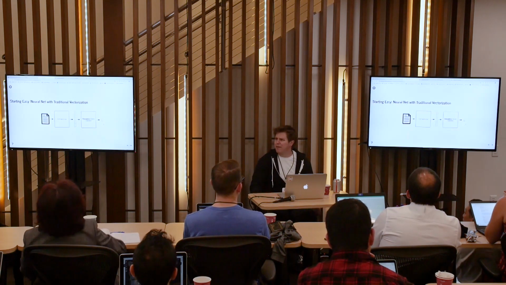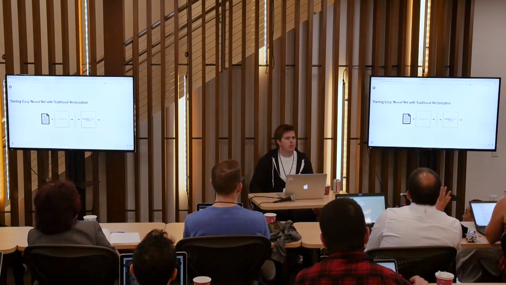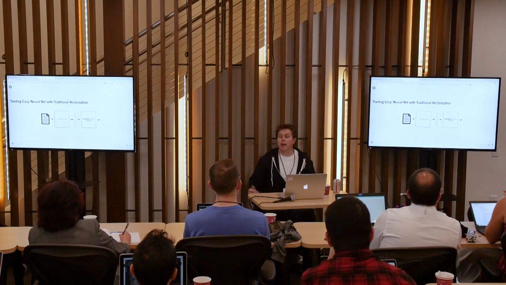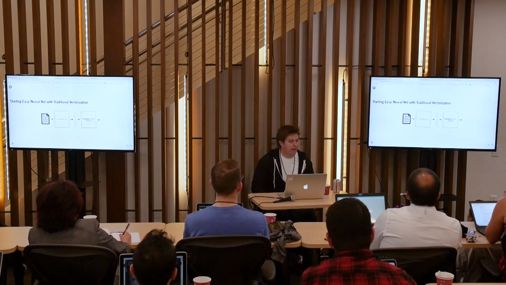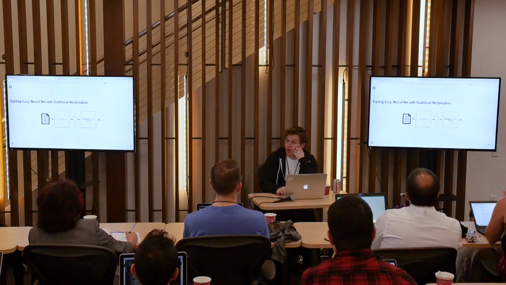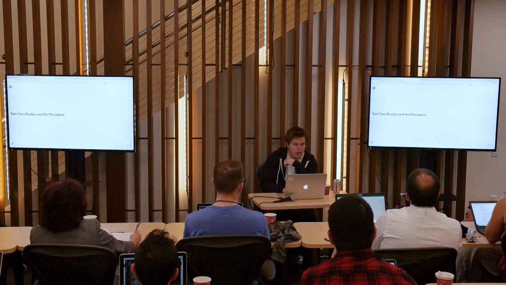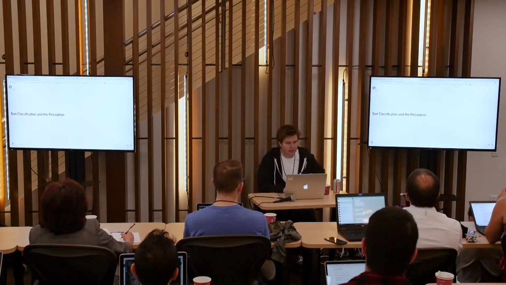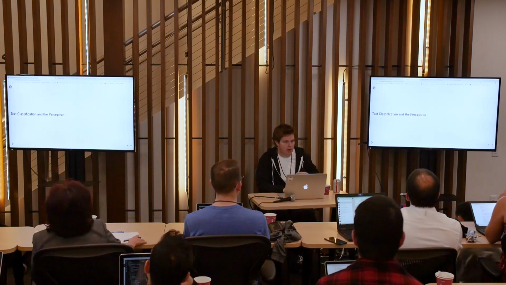So if I say TF-IDF, who understands what I mean when I say TF-IDF? All right, so I'll explain a little bit about TF-IDF as well, but that's what we're going to use: a TF-IDF vectorizer, and it's basically just counting up the words in a document and using your word counts as features. All right, so here is our example of text classification and the perceptron.